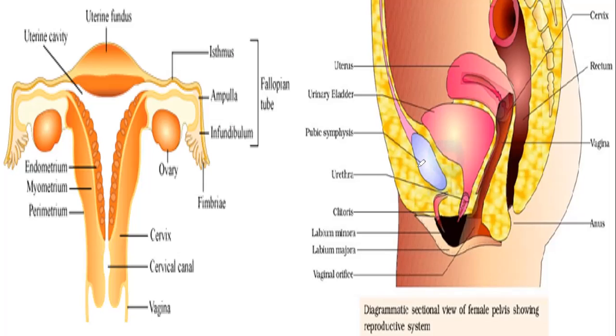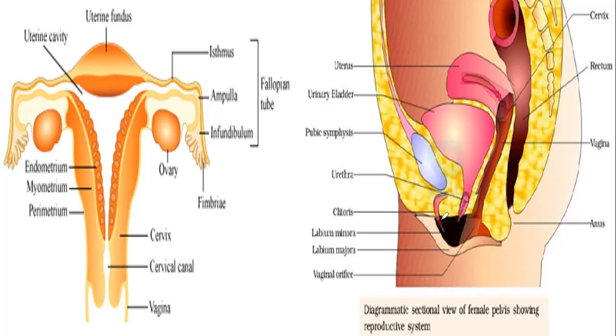The labia majora are fleshy folds of tissue which extend down from the mons pubis. This area is the labia majora. They surround the vaginal opening; this is the vaginal opening.